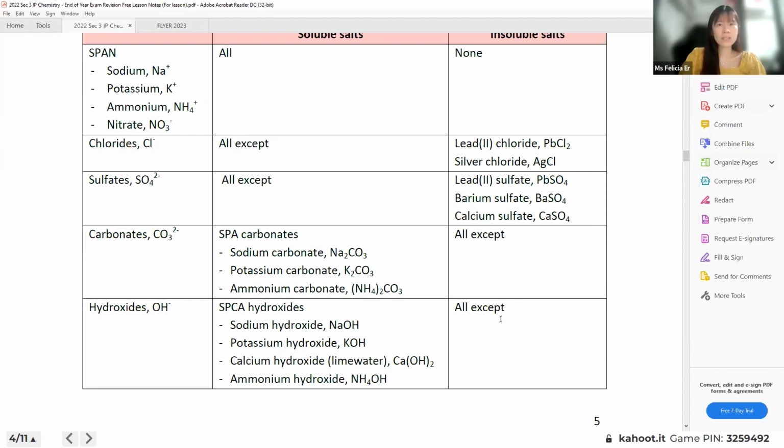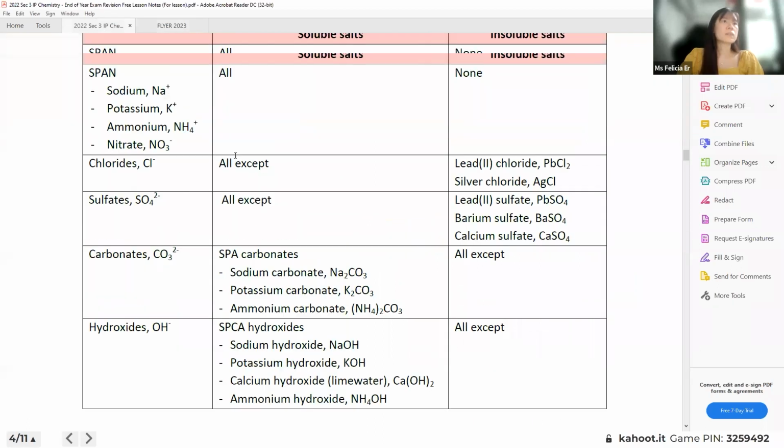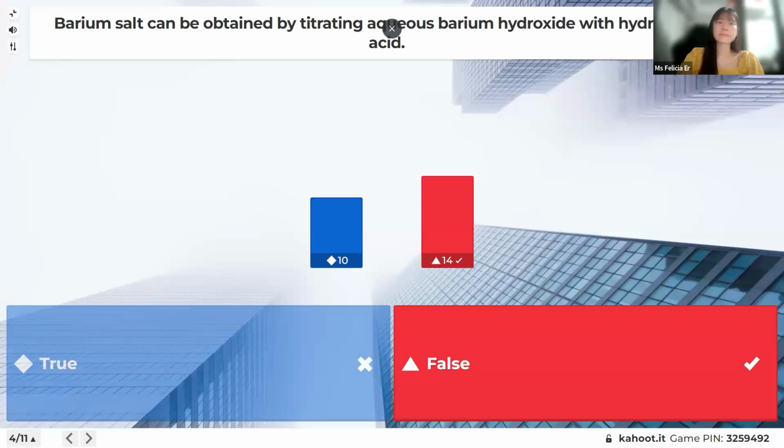Insoluble, can you squeeze it into the burette or pipette for titration? You can't, right, if it's a solid powder. That's why you cannot do titration, so the answer is false. Take note, titration must always be SPA salts, as shown in my notes over here. In this case, it's barium, and barium is not SPA. So that's why it's incorrect.